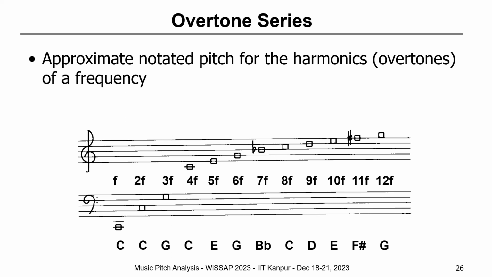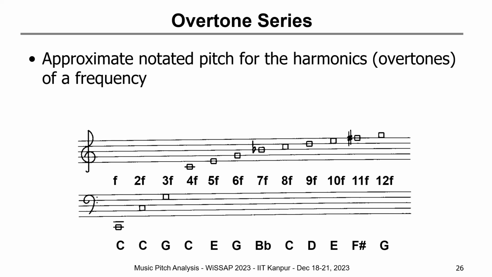Then the fourth one is a C, because it's 4 times the fundamental. The fifth one is 5 times the fundamental, which is 5 over 4 of this note. So it's an E here, and so on. So the overtones actually contain many different notes.